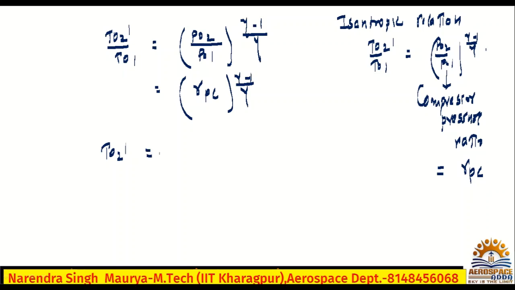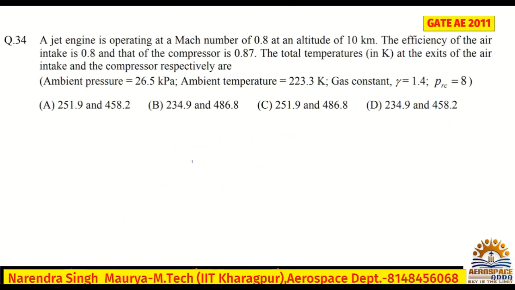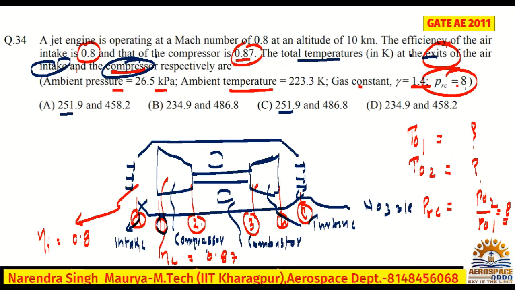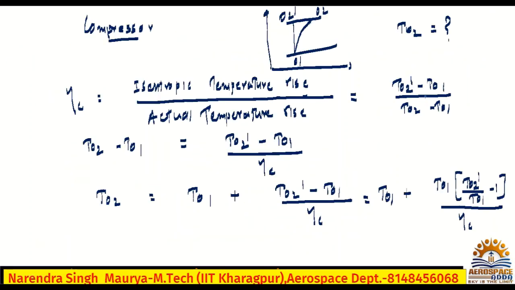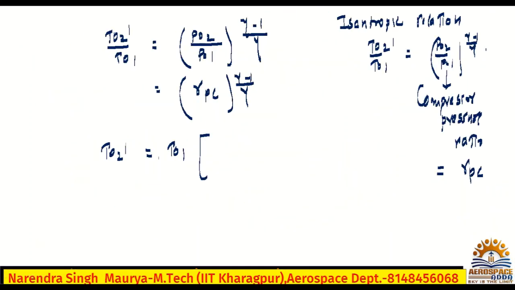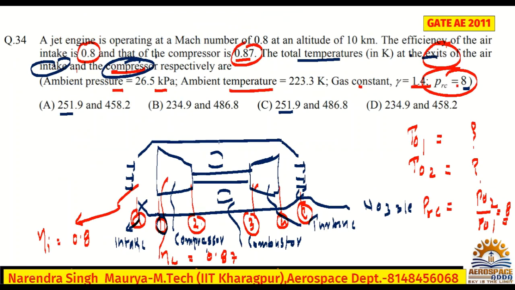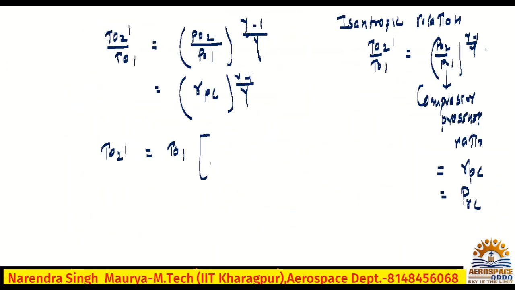What will be T naught 2 dash? It is T naught 1 times RPC to the power gamma minus 1 by gamma. RPC they have given to us. How much? PRC or RPC? 8, pressure ratio. R means ratio, P means pressure, C means compressor, so compressor pressure ratio is the meaning of it. In many books you may get RPC, or here it is given as PRC, so don't get confused. The meaning is the same. This value they have given is 8.